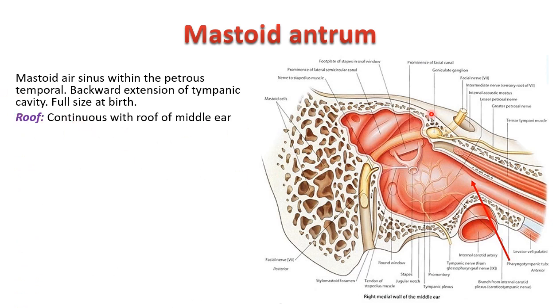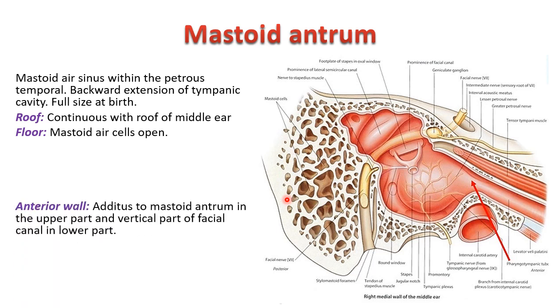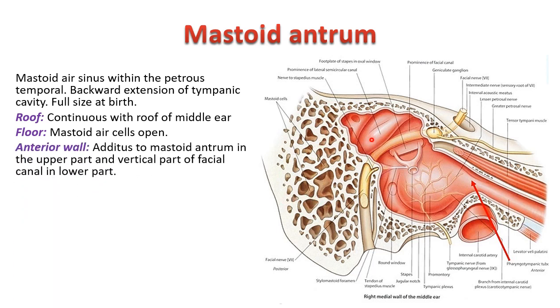So the roof is mainly continuous with the roof of the middle ear cavity, that is the tegmen wall, and the floor is where the mastoid air cells open. The mastoid air cells are not only restricted to the mastoid antrum. Sometimes they might go and invade the mastoid process. Second thing, anteriorly there is the aditus to the mastoid antrum. It might also invade through the posterior root of the zygoma and along the anterior wall of the middle ear cavity. And its posterior wall is related to the sigmoid sinus.